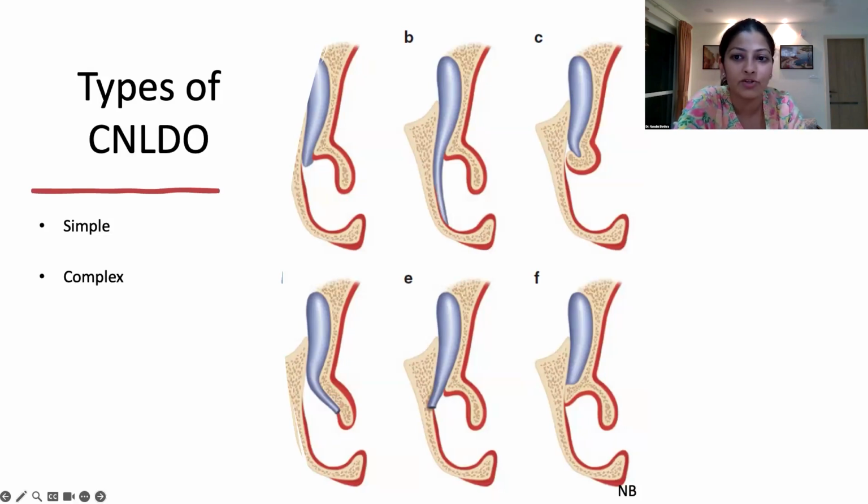Here in C, it is opening into the inferior turbinate. In D, it is opening again into the inferior turbinate. In E, you can see it is opening into the lateral wall of the nose. And in F, the lower part of the nasolacrimal duct is not formed at all. So all of these varieties, from B to F, are complex variations, whereas a membranous obstruction is a simple variation. Next.